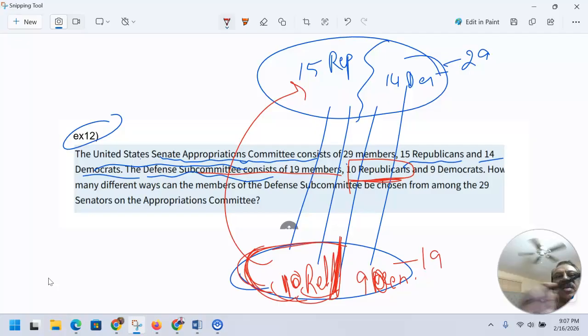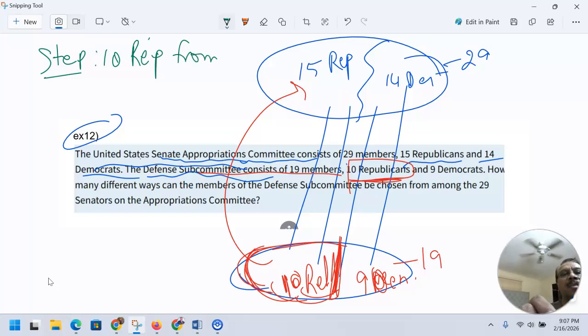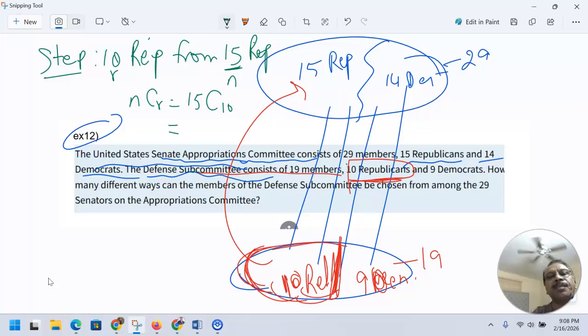So there are two steps here. Step number one: you need to select 10 Republicans from 15 Republicans. So again, it is a combination. All you do is your 15 is like n and this is like r. So it becomes nCr, which is 15C10. If you put it in the calculator, we'll get the answer. We'll see that after.